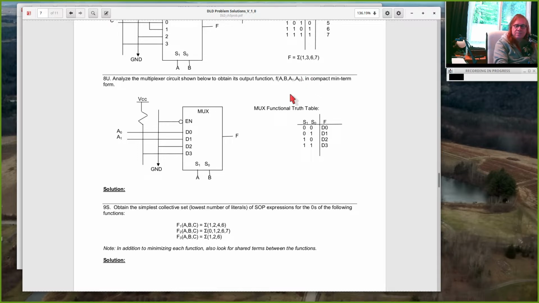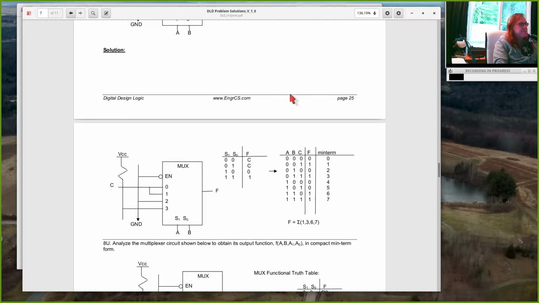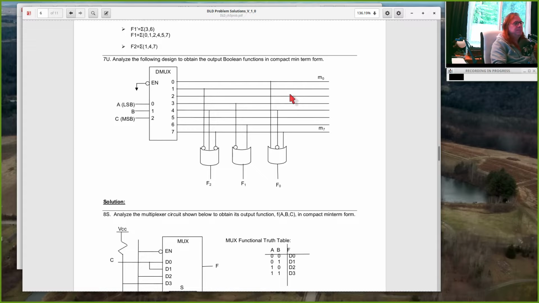Yeah, I had a question. So, just going back to 7U, is that multiplexer supposed to select one output? So if it was 0, it would select either 0 through 7.